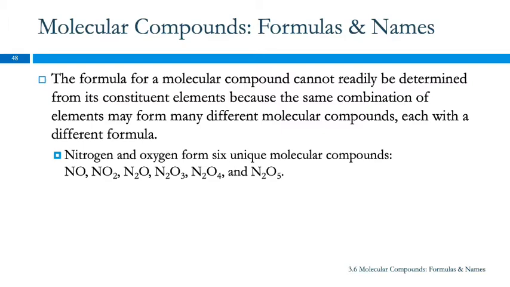And many of these combinations, like nitrogen and oxygen, form more than one compound. Sodium and chlorine only form one compound, sodium chloride. But nitrogen and oxygen form 6 unique molecular compounds listed here. We cannot predict which one we're talking about just from the element names, and we need a name for each of these compounds that's unique and descriptive.